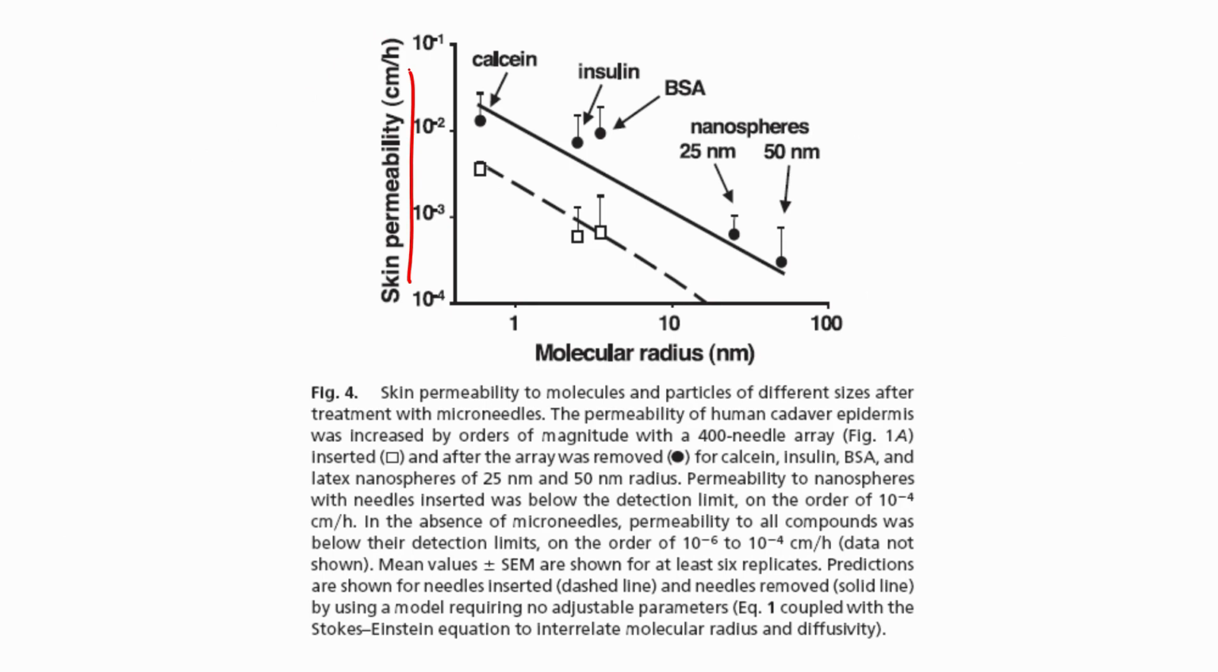and so what you see here is basically you have different molecules like calcein, insulin, BSA, just some of the model molecules, even some small nanoparticles, and what you are trying to see is whether your skin permeability is increasing or not. So, you have these empty squares which are nothing but when you have inserted the array, and you see that the skin permeability is fairly and almost an order of magnitude low, but once you have used these micro needles, your skin permeability has increased for all of these molecules by quite a bit amount.